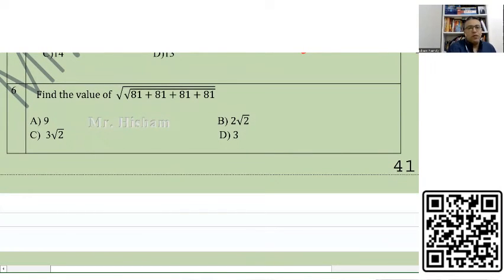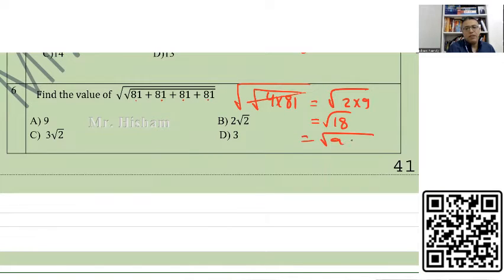Number 6, root of 81 plus root of 81 plus root of 81 plus root of 81. It is 4 multiplied by root of 81 because 81 is repeated 4 times. And root of 4 is 2, root of 81 is 9. So it's root of 18. And root of 18 is root of 9 times 2, which can be written as 3 root 2. So the right answer is C.